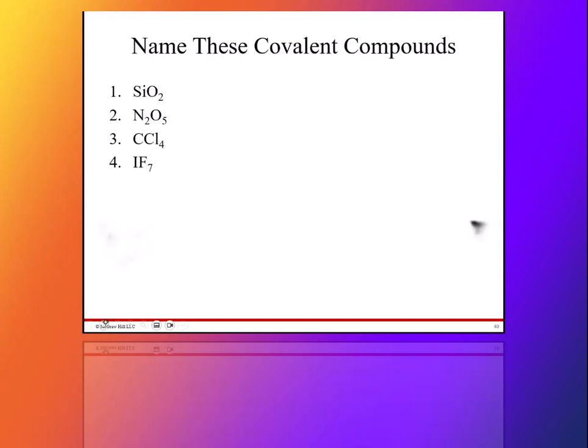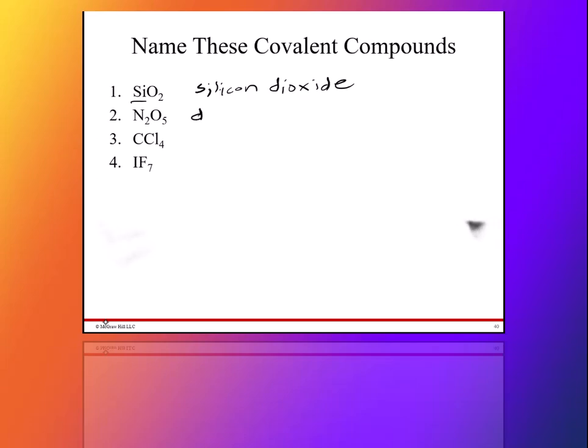All right, so let's look at this. The naming is so easy here. Look, we only go to the next slide right into the naming. So silicon is silicon. Just name the first one, and then because there's no charges here, you have to tell the person how many of each element you have. So this is dioxide. Silicon, 2 oxygen, dioxide.